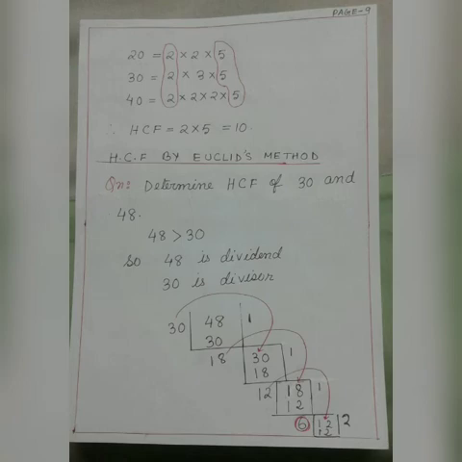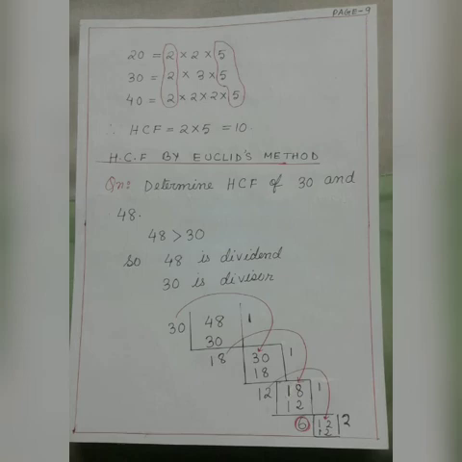HCF by Euclid's method. You know it better as the division method, but the proper name is Euclid's method. So remember, in your exam, the question may be: determine the HCF of 30 and 48. What do we have to check? Which number is greater? 48 is greater. So for us 48 is the dividend and 30 is the divisor. So we have to divide 48 by 30.